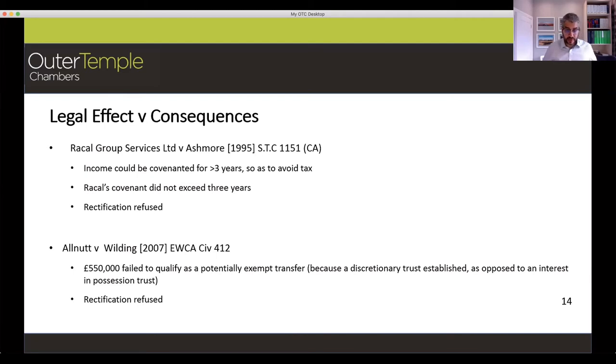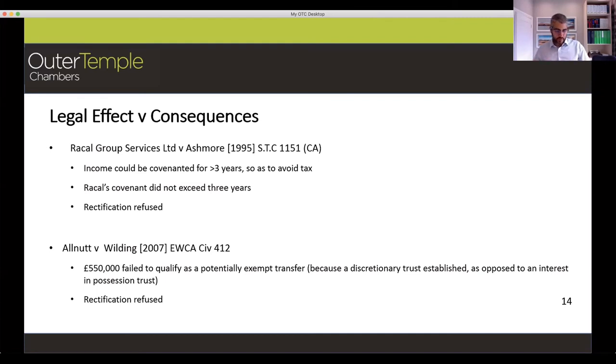The Court of Appeal in this case refused rectification there as well. And they said the mistake here, you're not pointing to or identifying any mistake as to the language or the terms or the meaning or the effect of the settlement. The only mistake that was made was that the payment of the £550,000, as is on the slide, was supposed to be a potentially exempt transfer, and it wasn't.